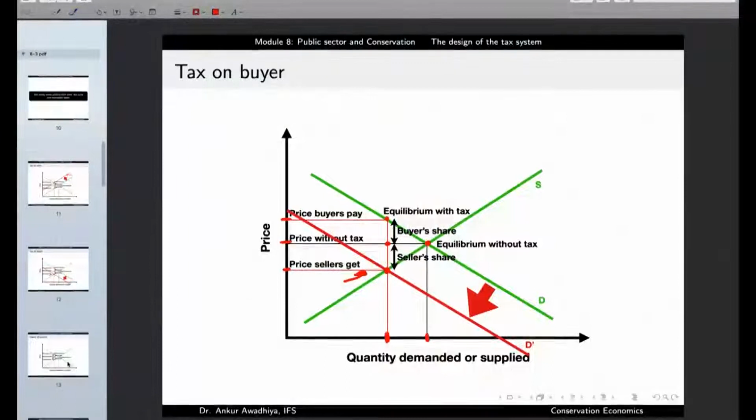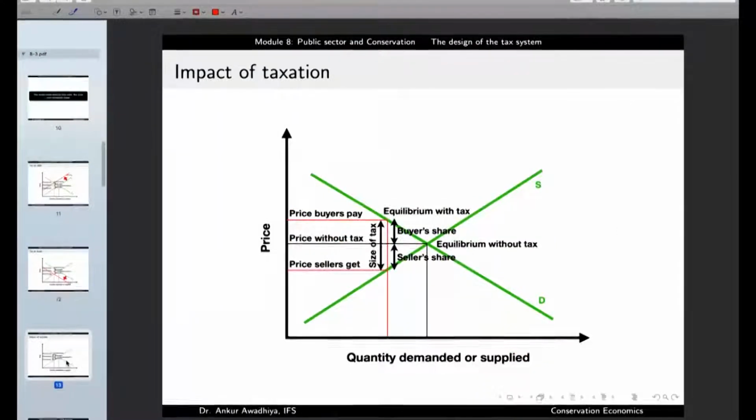So, we can say that whenever there is a tax, the size of the tax together with the elasticity of the demand and supply curves will determine how much is the buyer's share and how much is the seller's share. So if the size of the tax is less, then both buyers and sellers will have to shell out a lesser amount of money. If the size of the tax increases, they will have to give more money. And whether the buyers have to pay more or the sellers have to pay more is determined by the elasticity of the demand and supply curves.